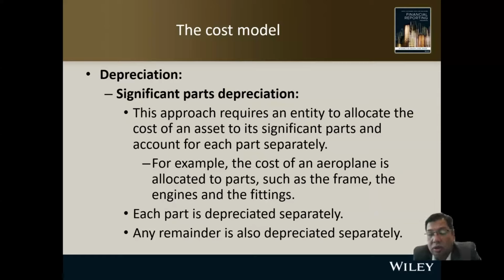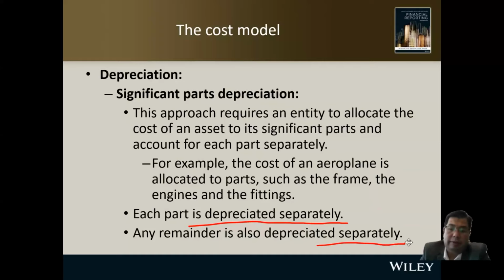Maybe the cost of one aircraft is 200 million. Maybe, I don't know, I don't have any idea about that, maybe 30% or 40% goes to the engine. So this is the significant part. Each part will depreciate separately, and the balance or any remainder is also depreciated separately.